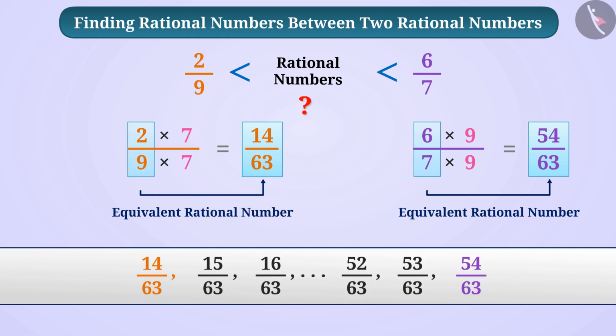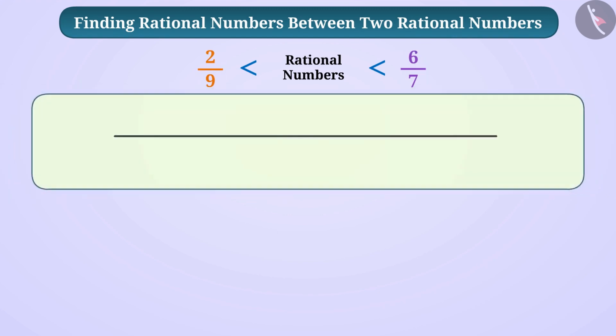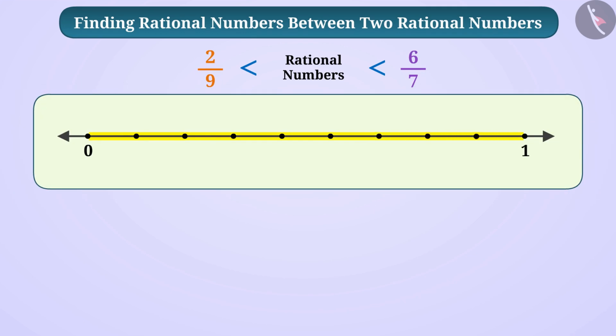Now let's learn another interesting method of finding rational number between two rational numbers. We will understand this by finding rational numbers between 2 by 9 and 6 by 7. First, we will represent these rational numbers on the number line. On the number line, dividing the distance between 0 to 1 into 9 equal parts, we can show the number 2 by 9 by taking 2 of these parts. Similarly, we can divide the distance between 0 and 1 into 7 equal parts and take 6 of these to represent the number 6 by 7.